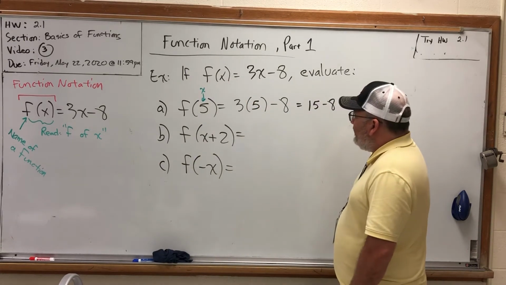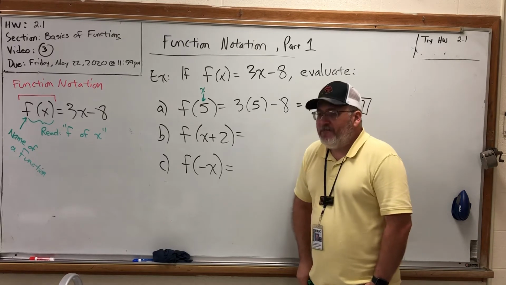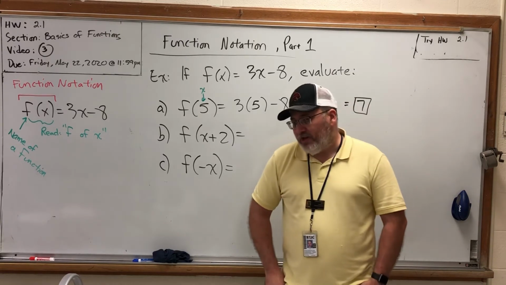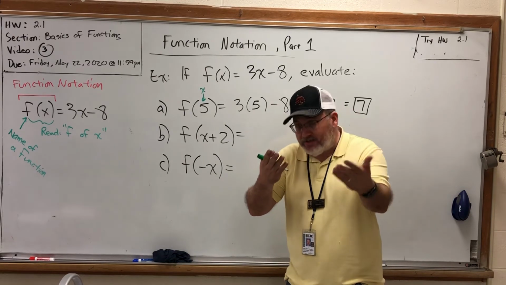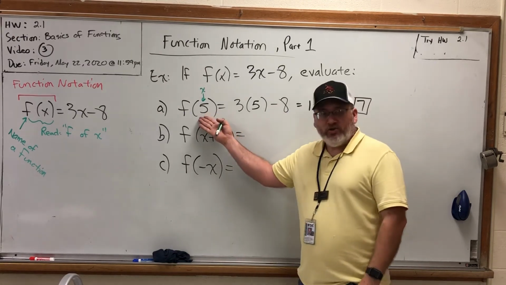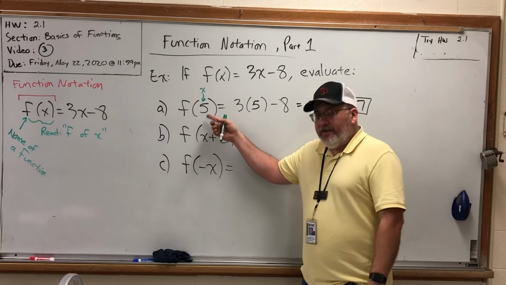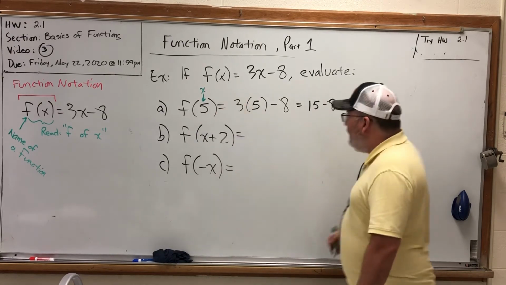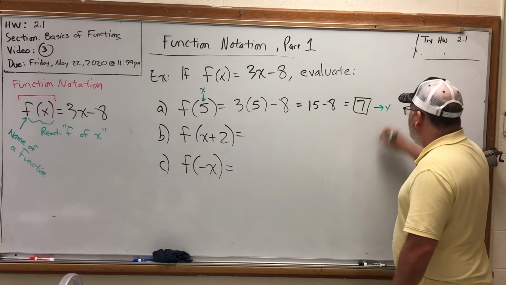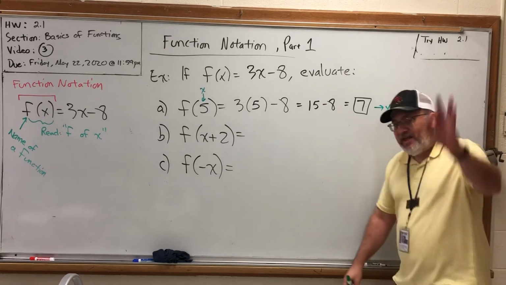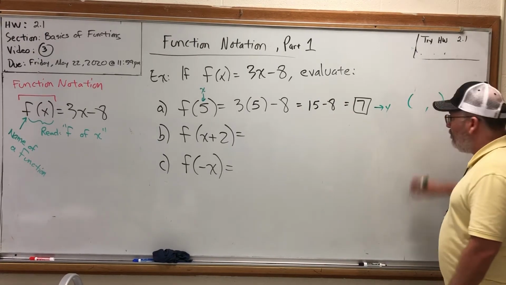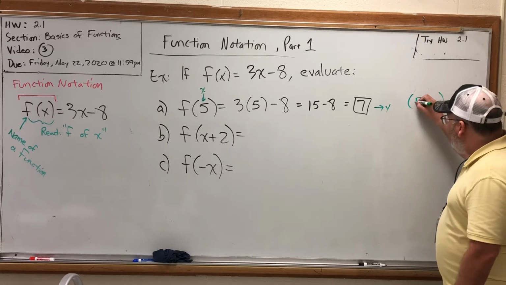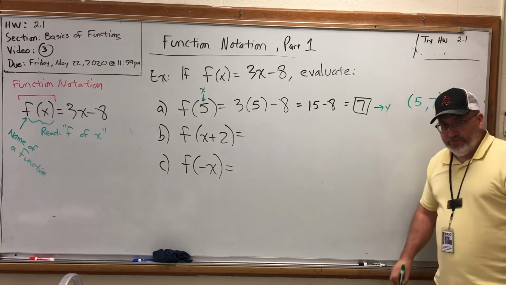But I'm claiming that this function notation represents a function, which at its core is a relation, which is a set of ordered pairs which has x's and y's. Here's the x, but where's the y? Well, the input is the x, and the output is the y, which means every time you do a function problem, you have created an ordered pair. In this case, I put in a 5 and I got out a 7.